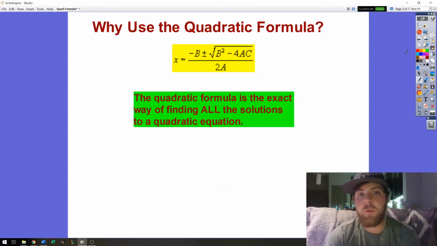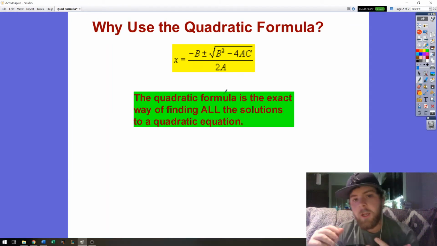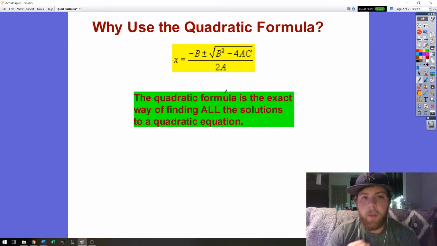So why would you want to use quadratic formula? It always works. I can use it for any problem and find a solution. Sometimes factoring is faster, or if it's in root form, doing it that way is faster. But no matter what, quadratic formula is always going to work.